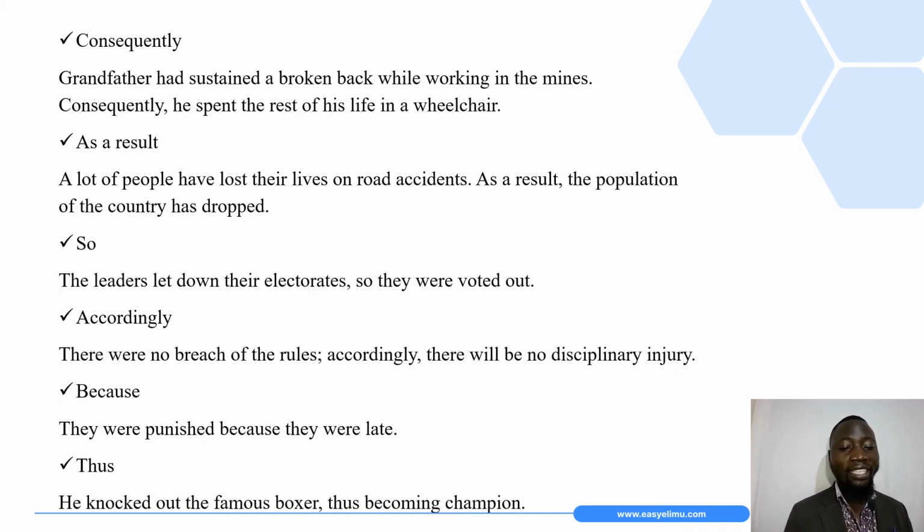The next one is thus. An example in a sentence to help us understand this word is: he knocked out the famous boxer, thus becoming a champion. What made him become a champion is the fact that he was able to knock out the famous boxer. The person being talked about in that sentence was able to knock out a boxer who is famous and maybe feared by many.